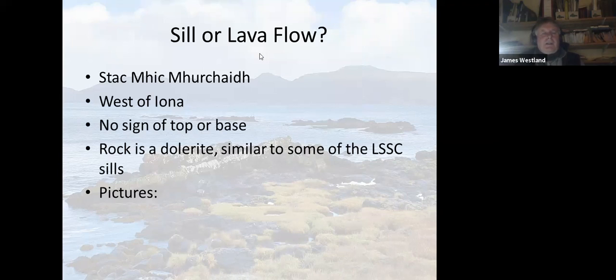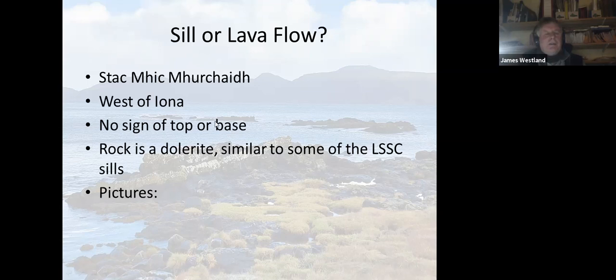So is it a sill or is it a lava flow? I've got a nice wee example for you here. I've shown this before in some of my talks because I just love the place. It's called Stakvik. It's west of Iona. There's no sign of the top or the base of it. The rock's dolerite, similar to a lot of the Loch Scridain sill complex sills. But you can't say definitively, absolutely, whether it's a sill or a lava flow. I think it's a sill. I'm pretty certain it is.